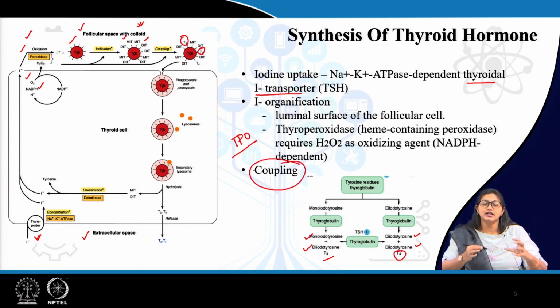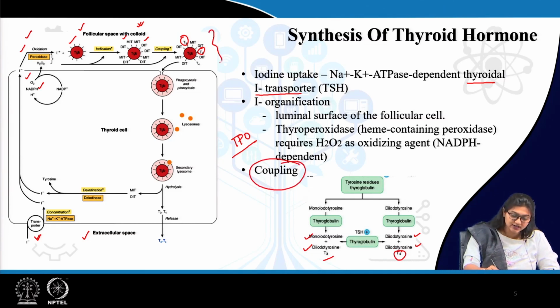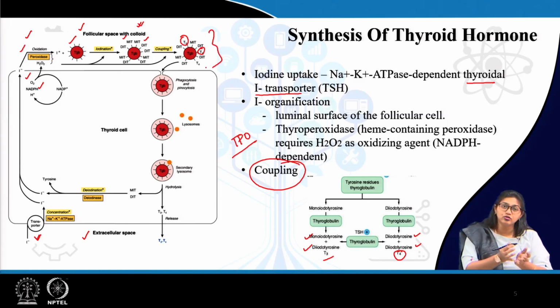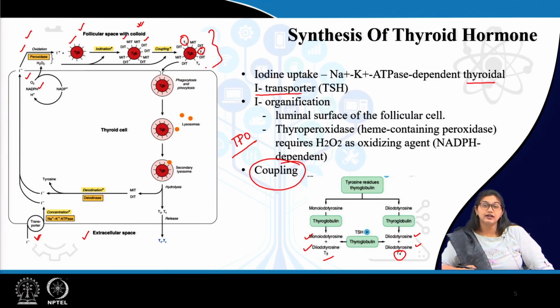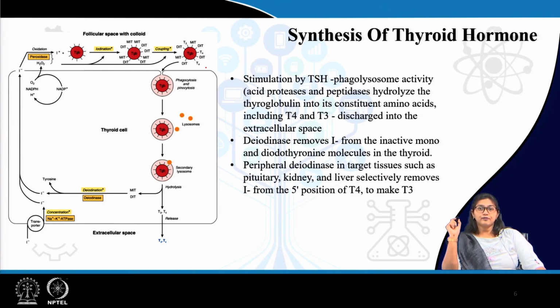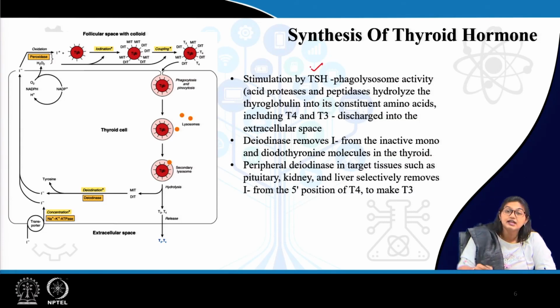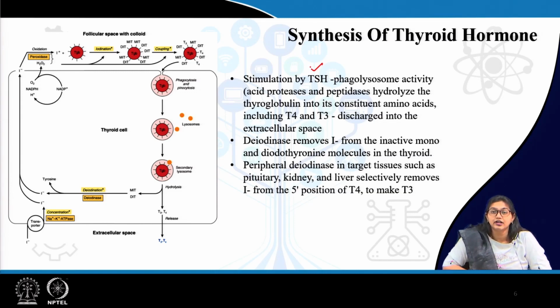But remember, as you can see in this structure, DIT, MIT, T3, T4 all are attached to thyroglobulin, and this thyroglobulin as a whole is stored in colloid. So, colloid is the storage of thyroid hormone. Now, for release of thyroid hormones T3, T4 in circulation, the stimulus is TSH, thyroid stimulating hormone.